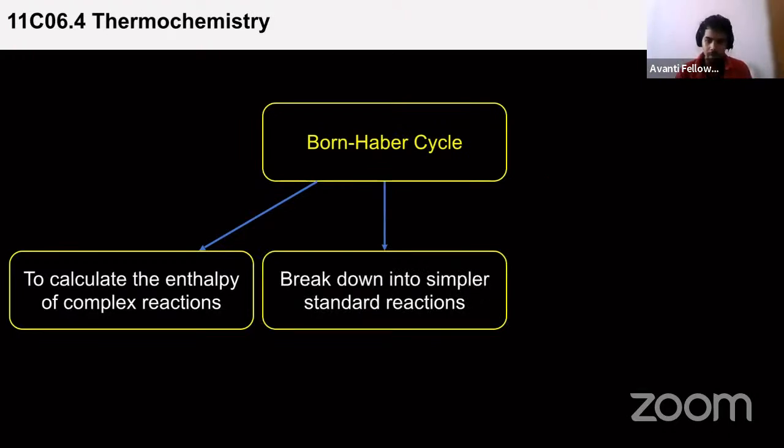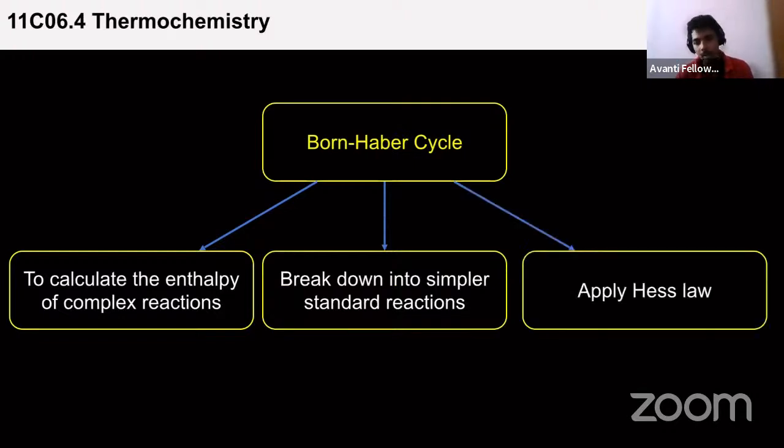Now, we break it down into simpler standard reactions so that we can find out the values. After that, we'll be applying Hess law. What does Hess law say? If you take enthalpy of a complex reaction and divide it into 100 steps or 50 steps, if you sum up all the enthalpies, it will give the enthalpy of that particular complex reaction itself. That doesn't give any different value.